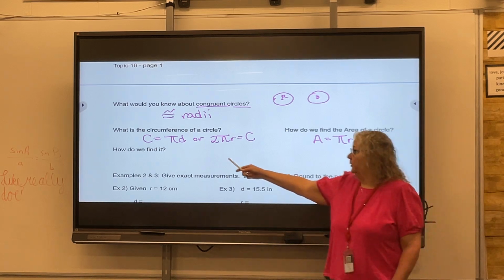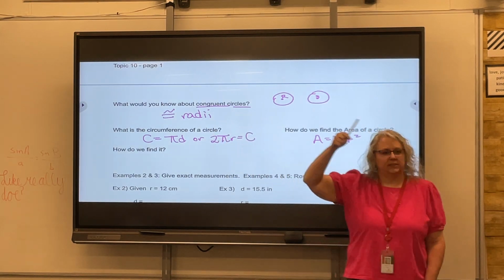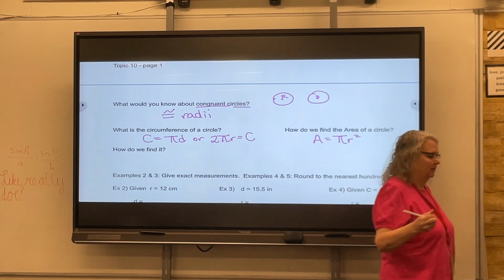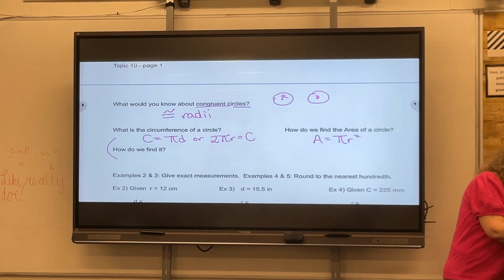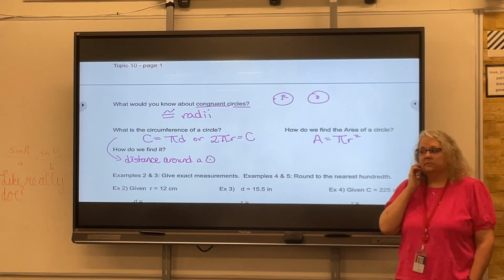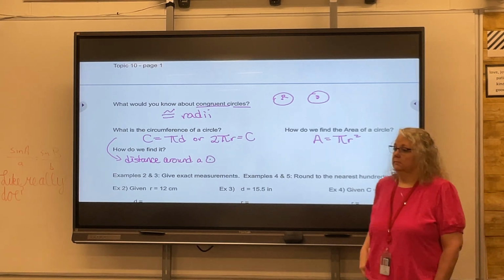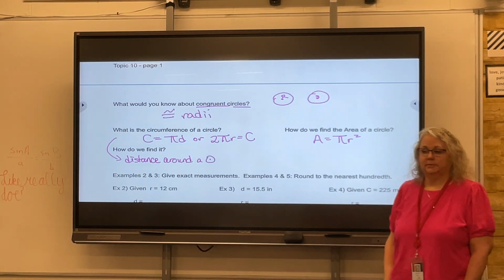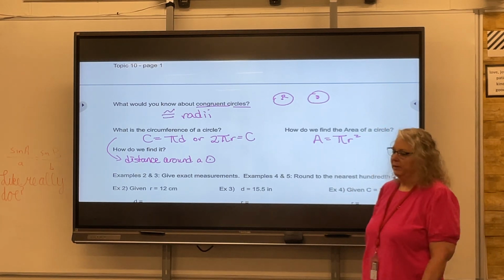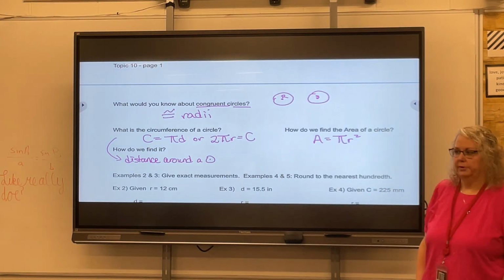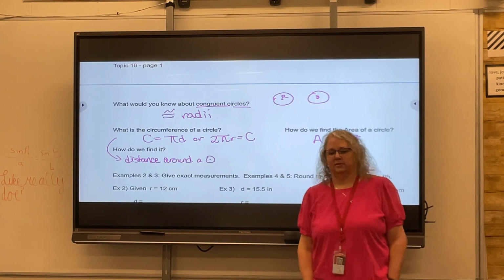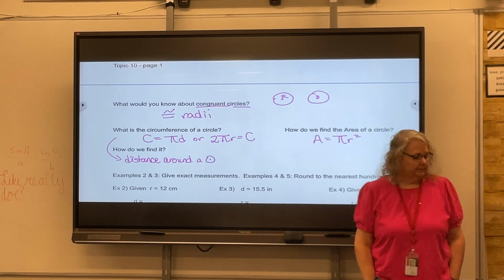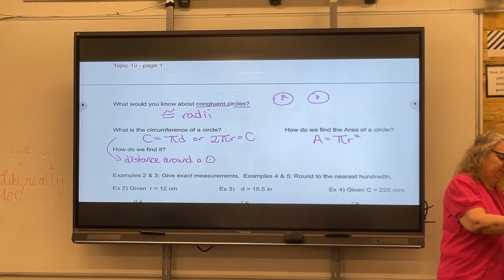This was supposed to be the second question. What is the circumference of a circle? It's the distance or the perimeter around a circle. What does circumference mean? It means distance around, it means perimeter. How do we find it? That's the formula, 2 pi r.